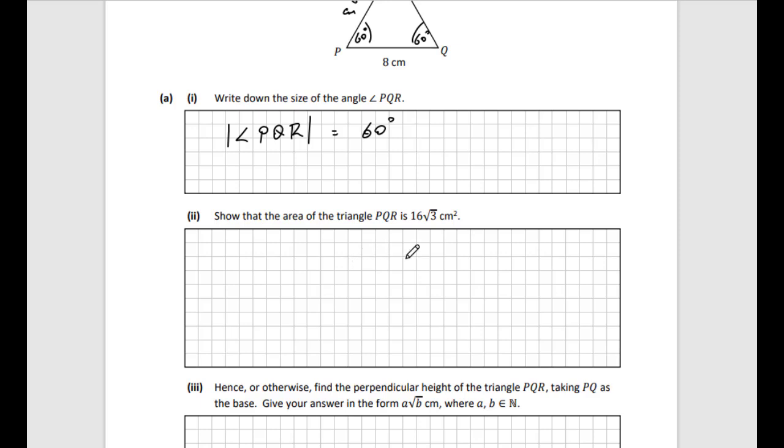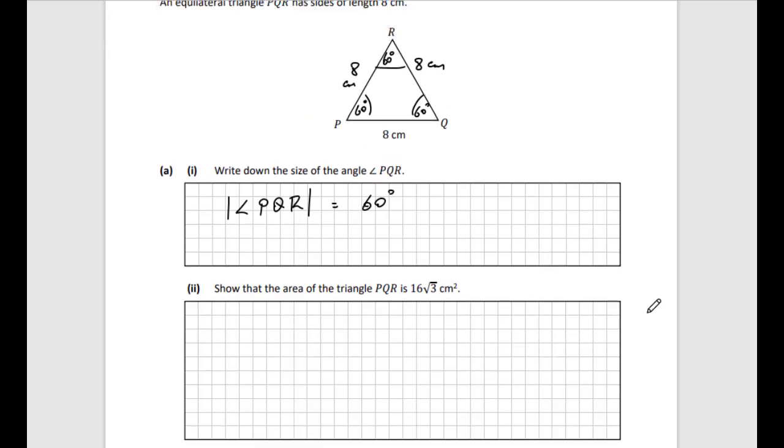Show that the area of the triangle PQR is 16 root 3. Okay, a few different ways of doing this. There are a couple of different formulae in your maths tables. You can use the area is equal to half ab sine C. You can also use the area is equal to half the base times the height. And you can also use Heron's formula, which is on page 9 of your tables.